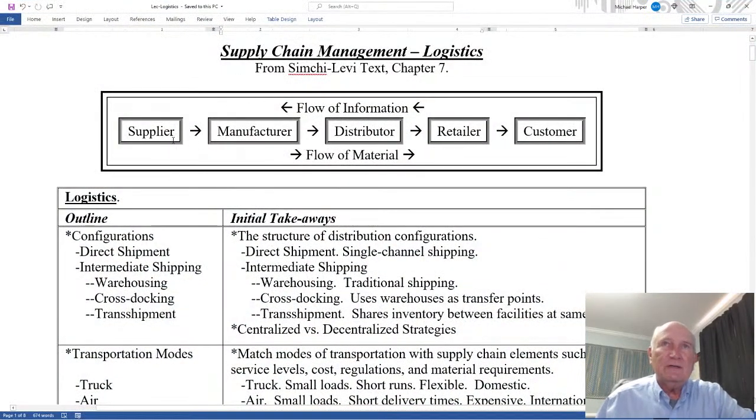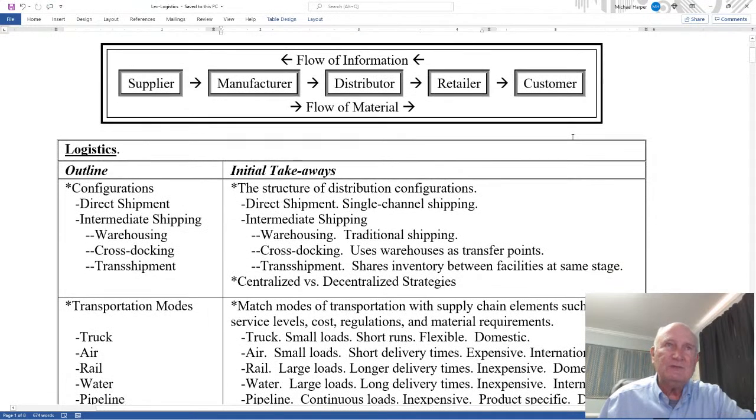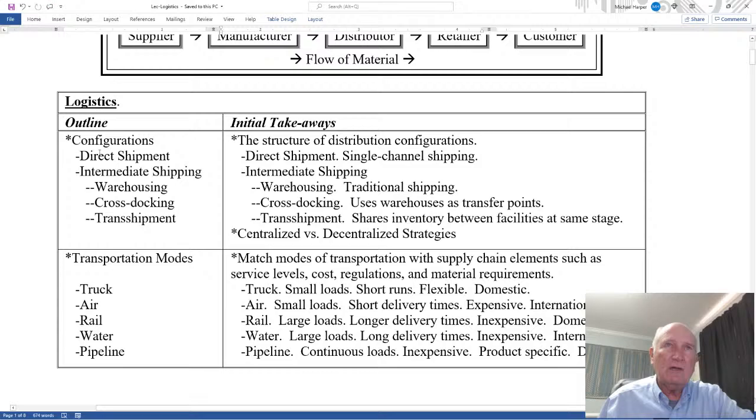So the five-stage supply chain model has the flow of information upstream and the flow of material downstream. Let's start with the supplier, manufacturer, distributor, retailer, customer. And first, some initial takeaways. We'll be talking about the different configurations: direct shipment, and then intermediate shipment, which is warehousing, cross-docking, and transshipment.